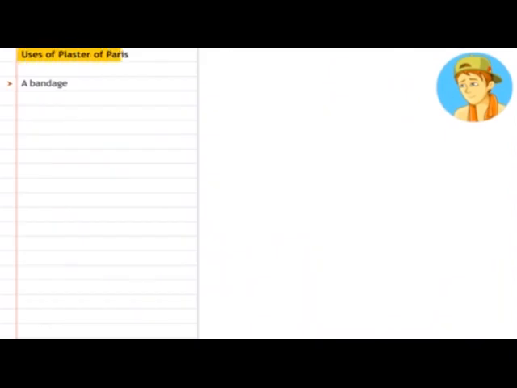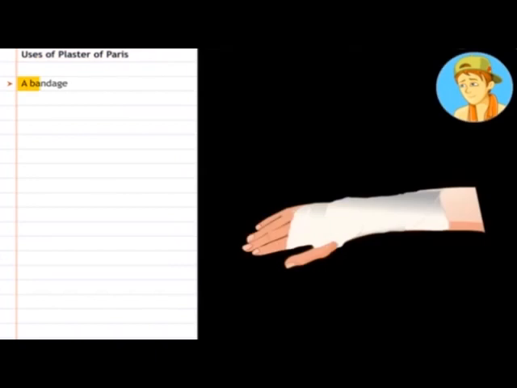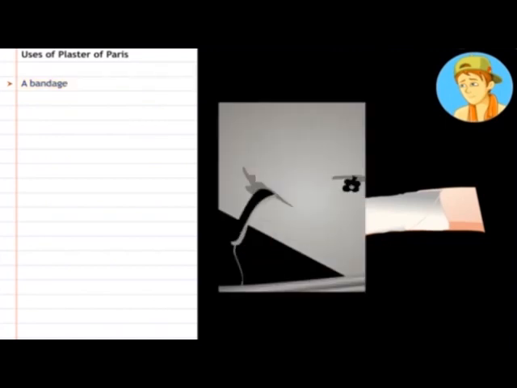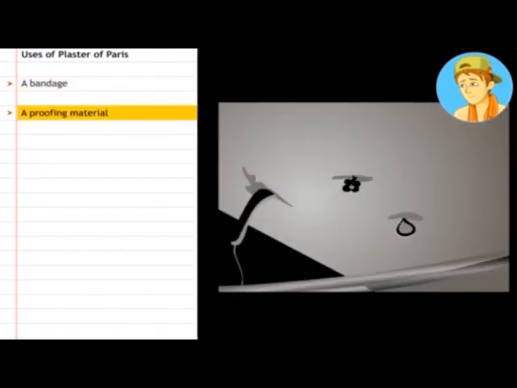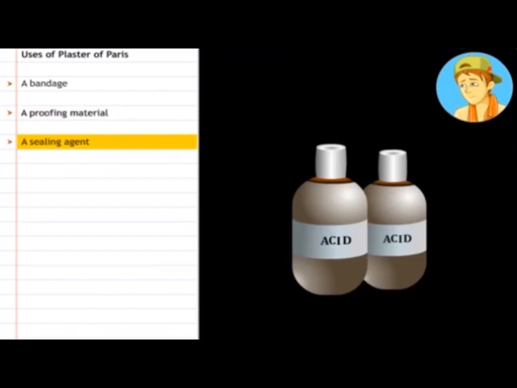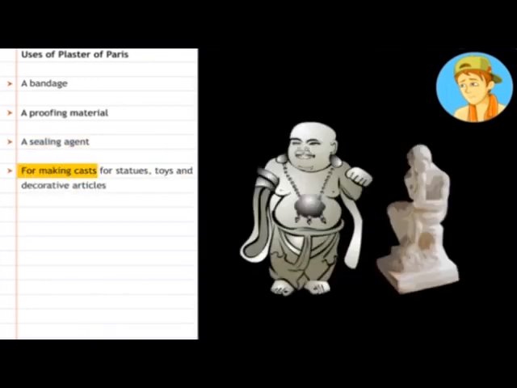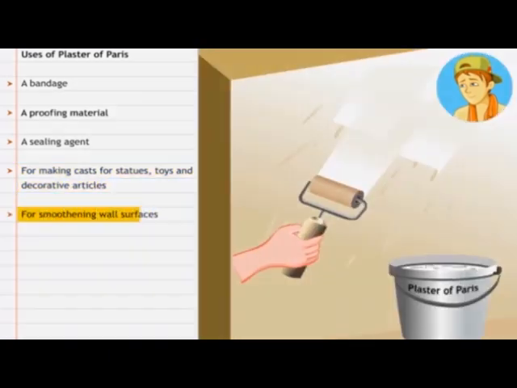Some of the uses of plaster of Paris are: for setting fractures, since it hardens when mixed with water and sets in a short time; as a fire and waterproofing material; as a sealing agent in the laboratory for sealing air gaps in apparatus where airtight arrangement is required; for making casts for statues, toys and decorative articles; for smoothing wall surfaces.